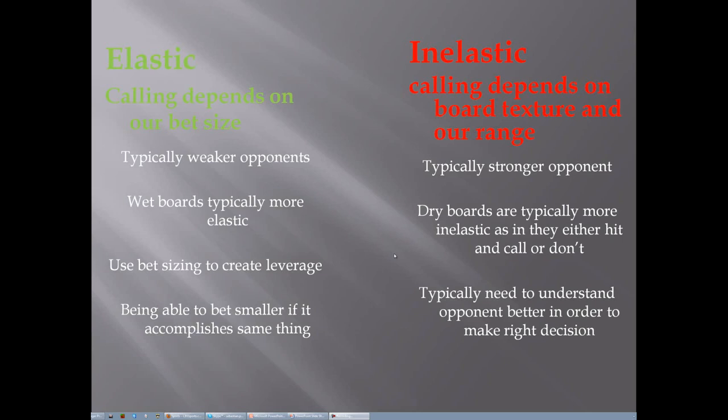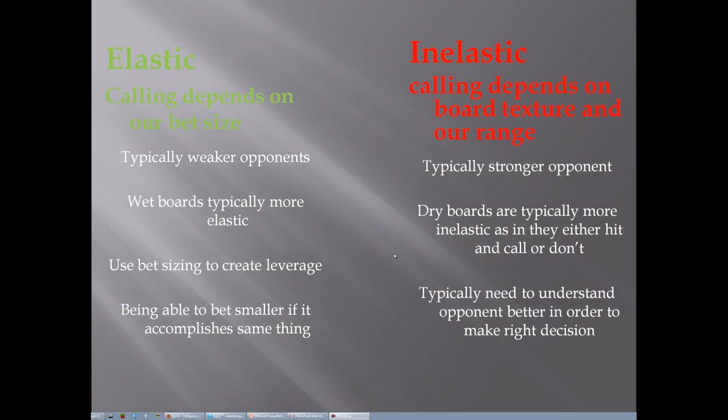This allows us to bet half pot again on the turn, because if they have worse than top pair, they're folding anyway. So our smaller flop bet allows us to make a much cheaper turn bet that has a high likelihood of being successful, since this opponent calls way too much on the flop. That's just one basic example of how we can exploit someone who has an elastic calling range. Wet boards are typically more elastic than dry boards.